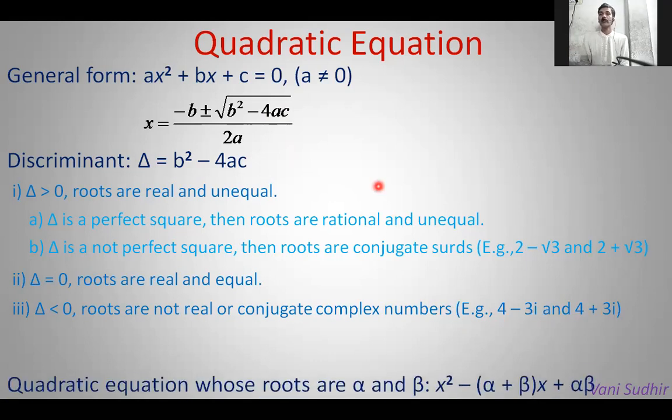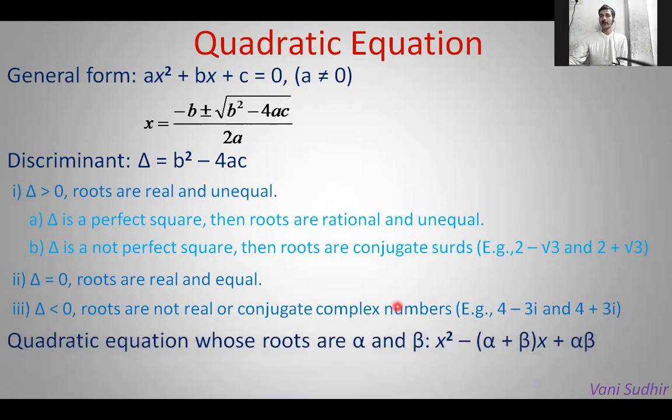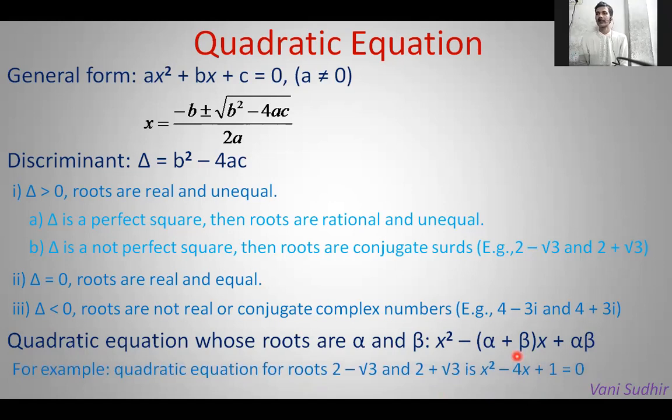Another important thing we have learned is if alpha and beta are the roots, then the quadratic equation can be expressed as x square minus sum of the roots times x plus product of the roots. Here the x coefficient will be minus sum of the roots and the constant term is the product of the roots. Maybe one example we give so that you will get the concept very clear. We'll find the quadratic equation for the roots 2 minus root 3 and 2 plus root 3.